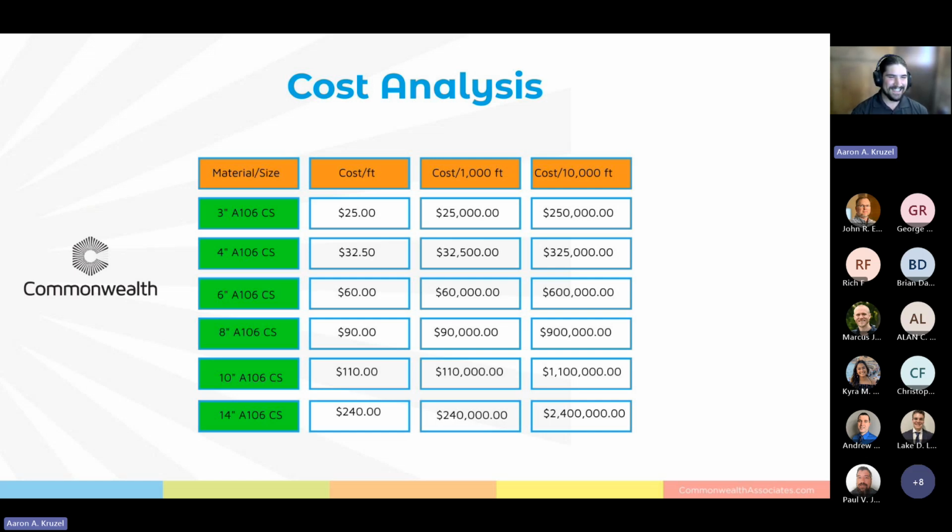Obviously, that's not a new statement. It's not something everyone didn't already know, but it's easy to see the numbers and understand that pipe costs a lot more to make and install than it does to spend a little bit of time engineering, making sure it's done right in the first place.